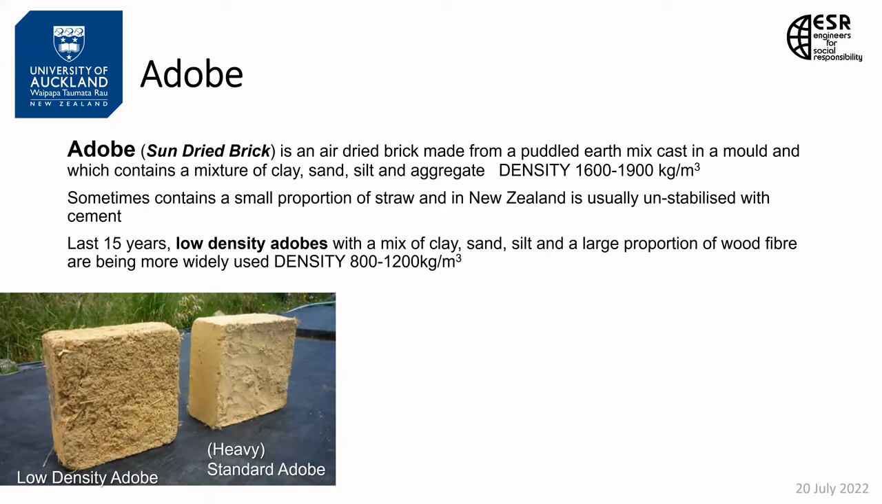So now going on to the various materials, adobe is the material, sun-dried brick or air-dried brick, made from a puddled mixture of earth and clay, and sometimes with some straw. In New Zealand, we don't tend to stabilize it, and the typical adobe brick, which is used around the world, is around 1600 to 1900 kilograms per cubic meter. More recently, we've been looking at low density adobe, which is a mix of clay, sand, silt, and wood fiber. That wood fiber is wood shavings or wood pulp. And so that gives more tensile strength, a lighter weight, a lower density, and so much better insulation performance. And so you also end up with lower seismic loads. That's been an area where there's been development that's been moving into our standards.